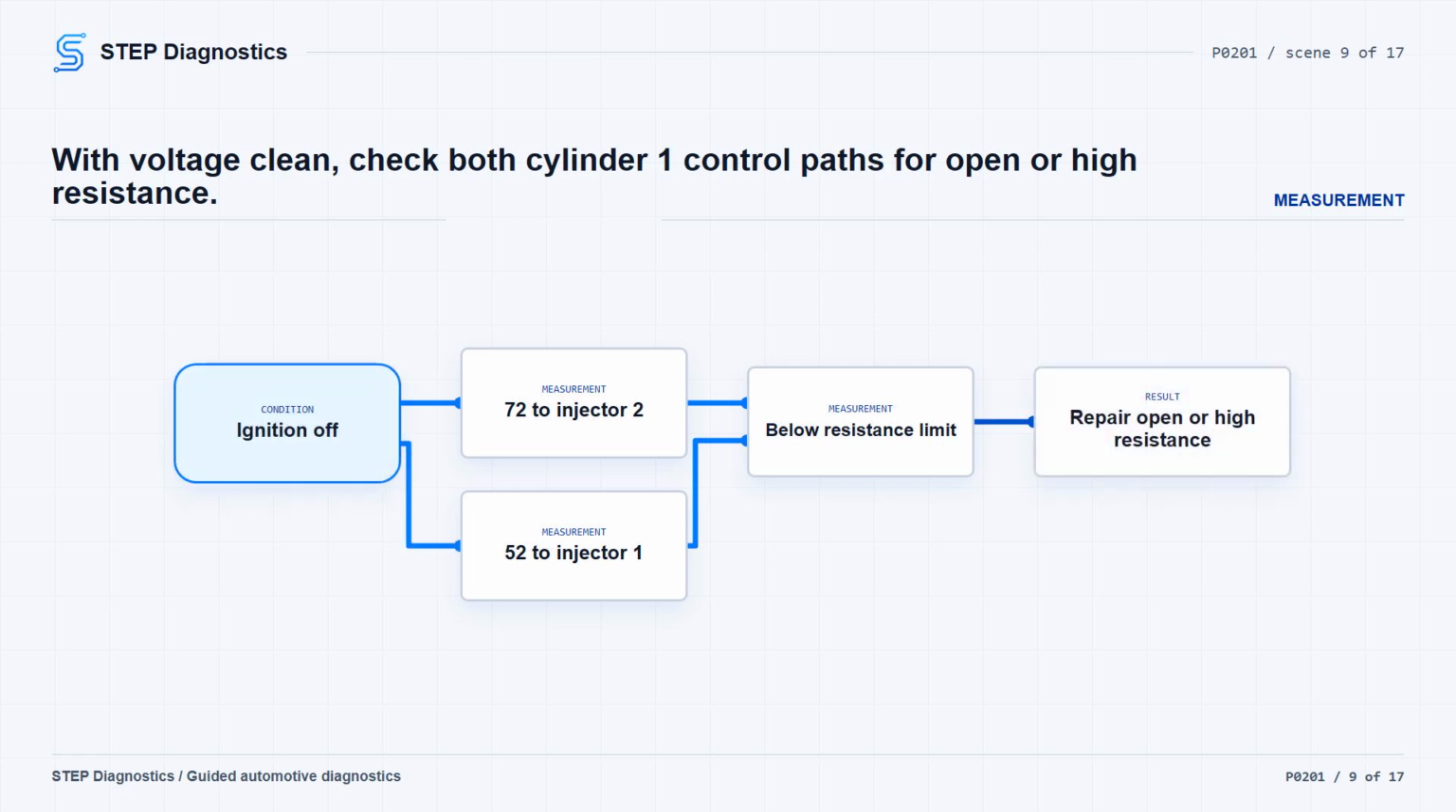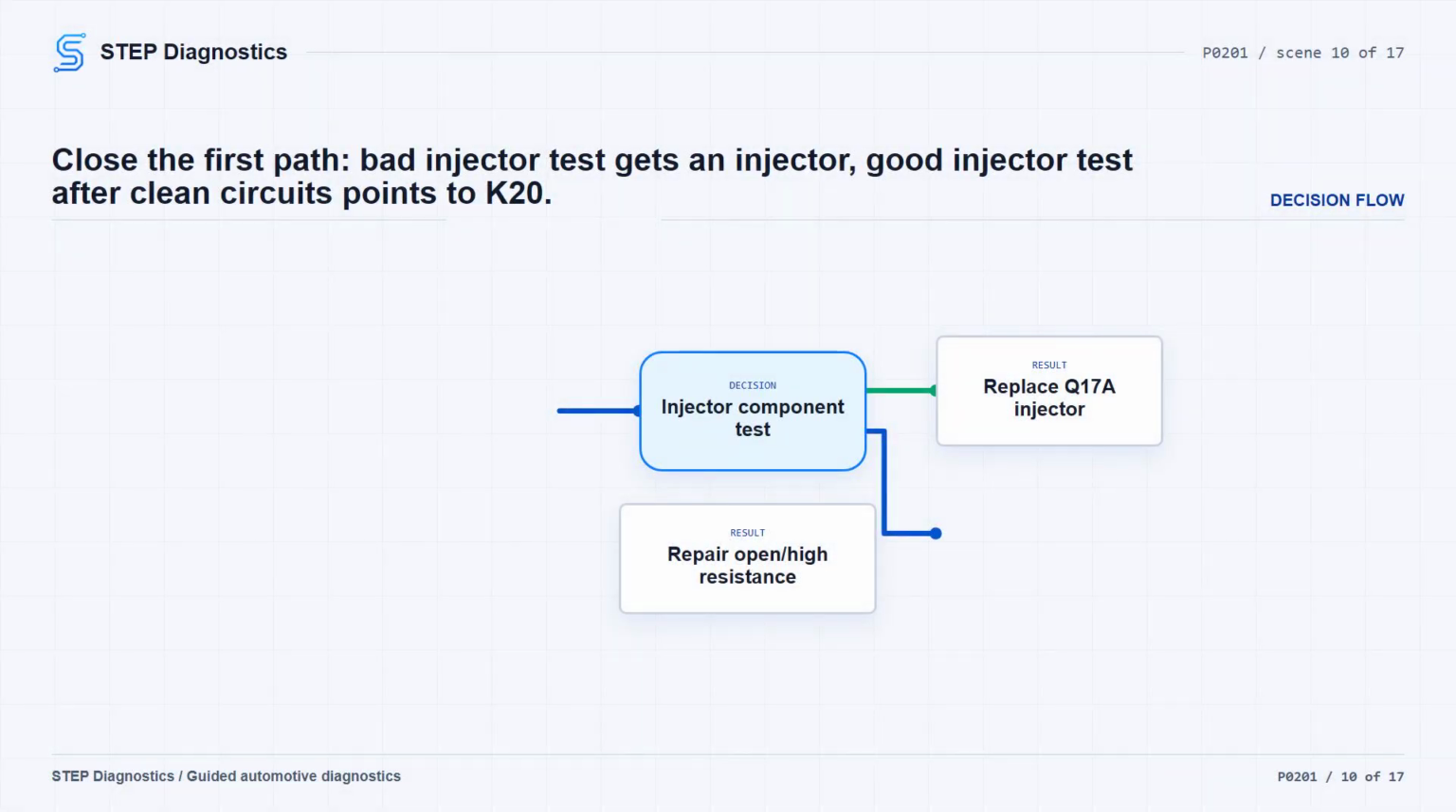Disconnect the cylinder 1 injector connector and check circuit resistance from control module harness terminal 52 to injector terminal 1, and from control module harness terminal 72 to injector terminal 2. Each path should be less than 2 ohms. If either path is 2 ohms or greater, repair the open or high resistance in that circuit.